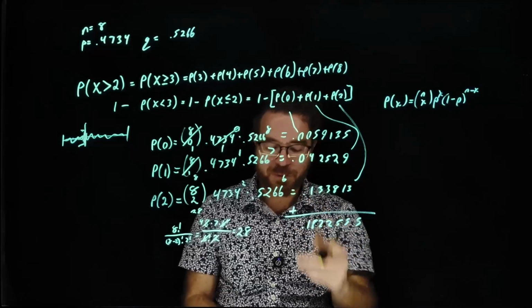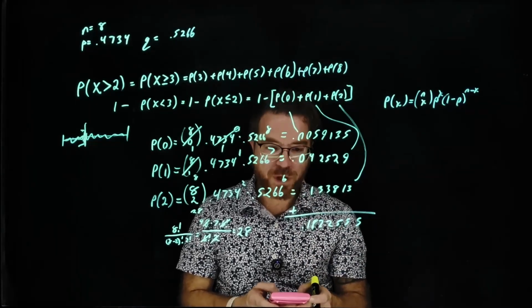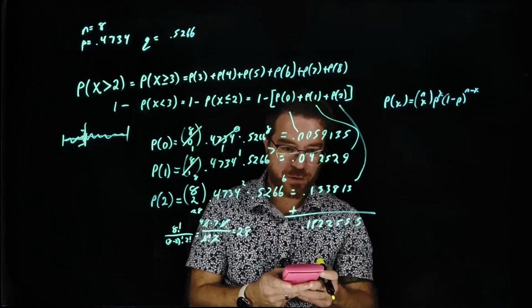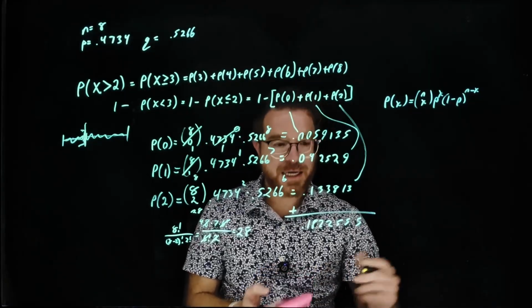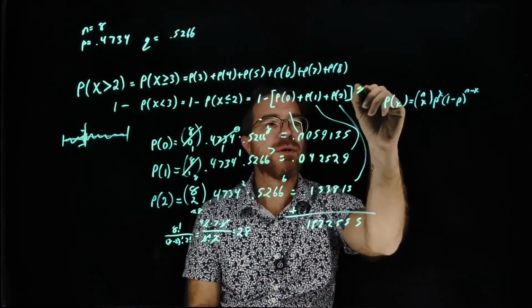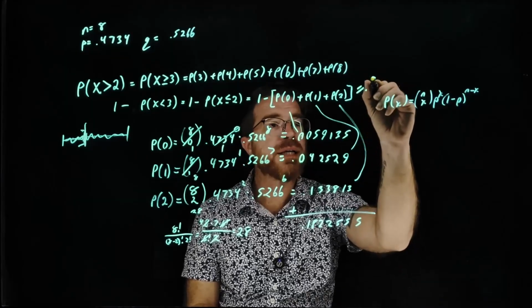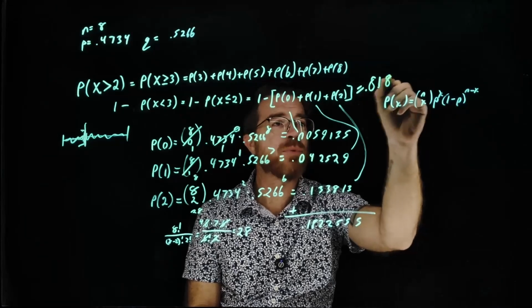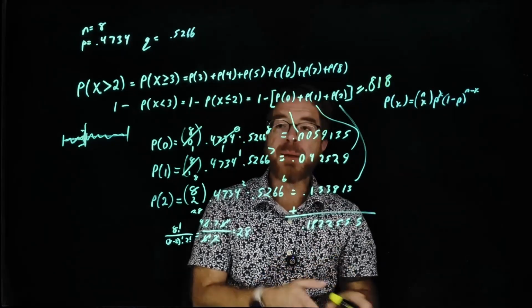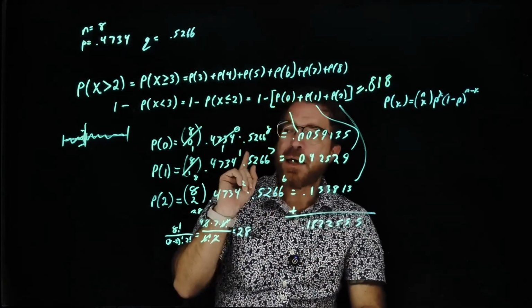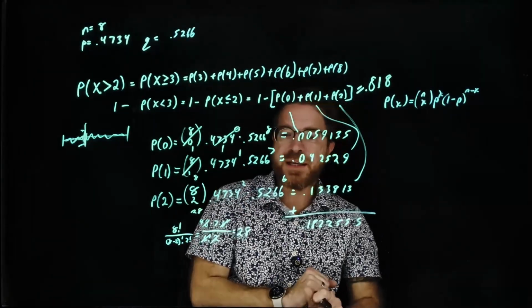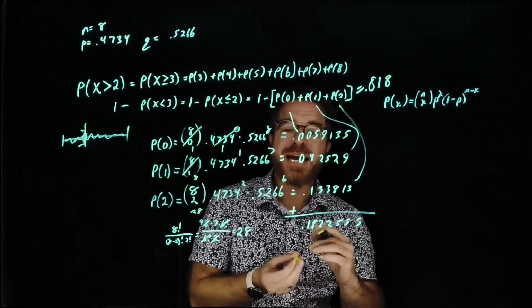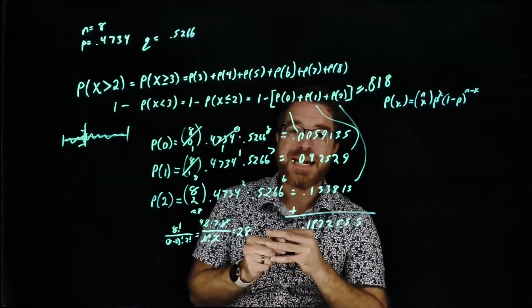So now if I were to subtract this from 1, so 1 minus 0.1822555, I get a total of 0.8177, so I'm going to say 0.818. So my probability that I get more than 2 wins would be 0.818 if I played 8 games.